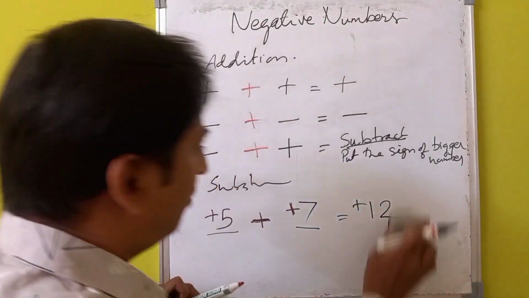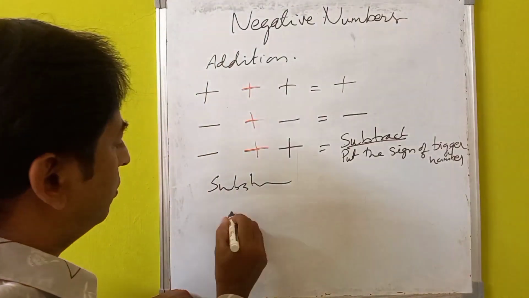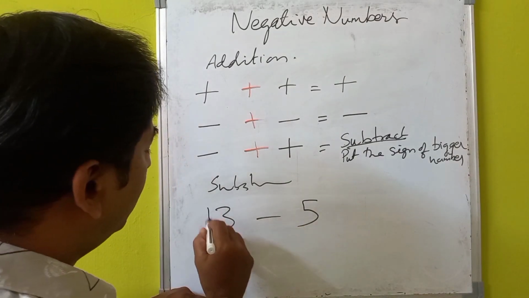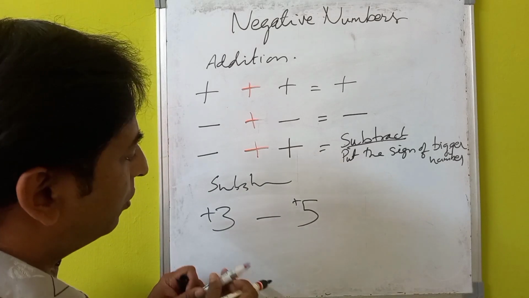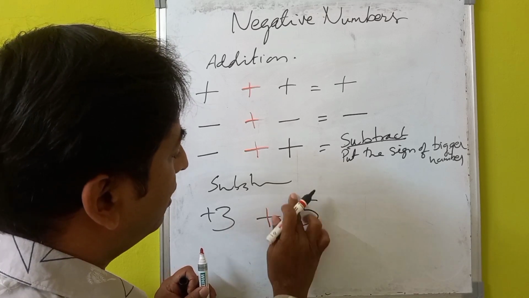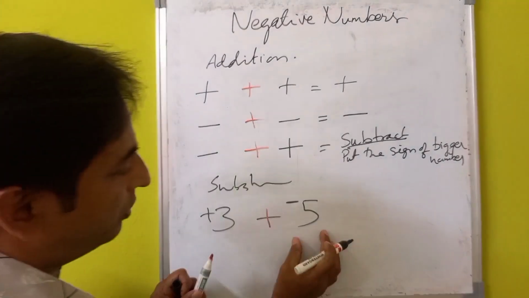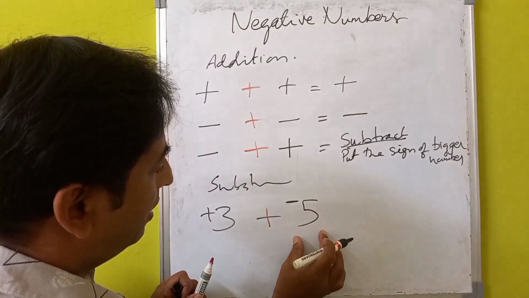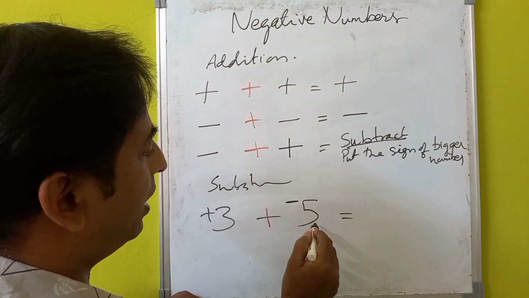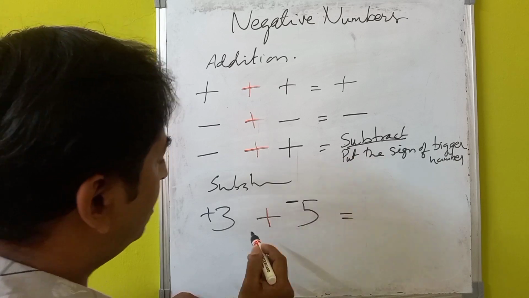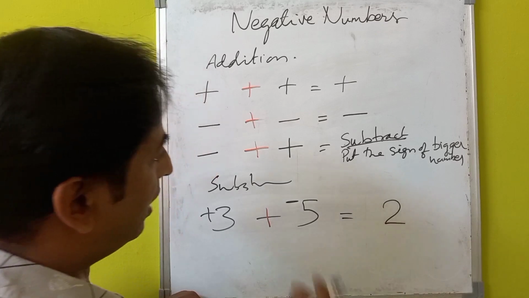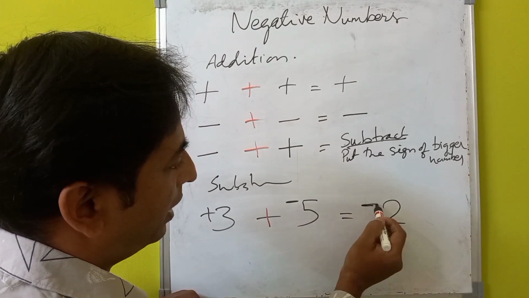Let us take another example: 3 minus 5. Both the numbers are positive now. You need to change the subtraction into addition and change the sign of the 5 into negative, reversing the sign of the number which needs to be subtracted. Now we can use the rules here. One number is positive and the other is negative, so you subtract the smaller number from the bigger number. 5 minus 3 gives you 2, and you put the sign of the bigger number, which is negative.